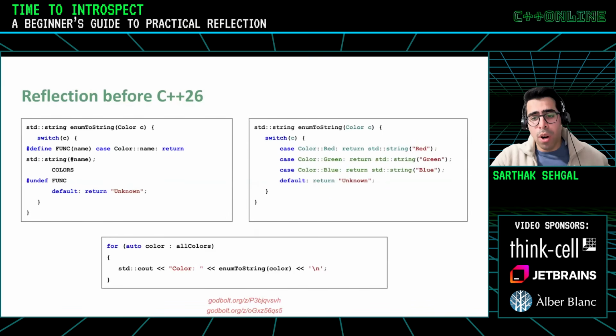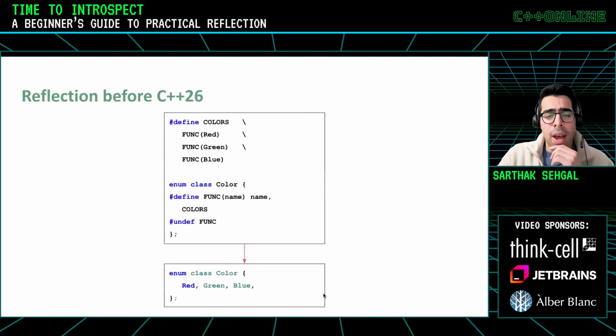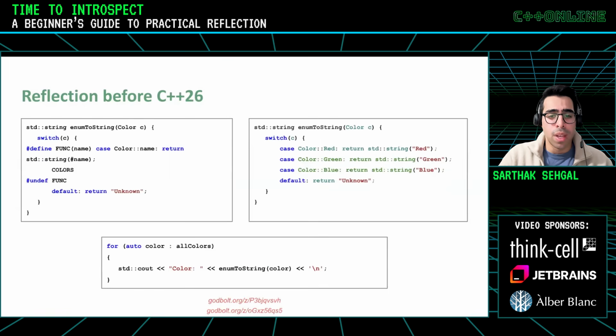Now, with a bit more of a macro magic, we can do something similar to what Boost Describe does. So in the previous slide, if you see, we still have to hash define our colors enum. Each time a client wants to define a new enum, they have to do hash define colors with this function. It's not exactly pretty. We can make this a bit prettier with some more macro magic.